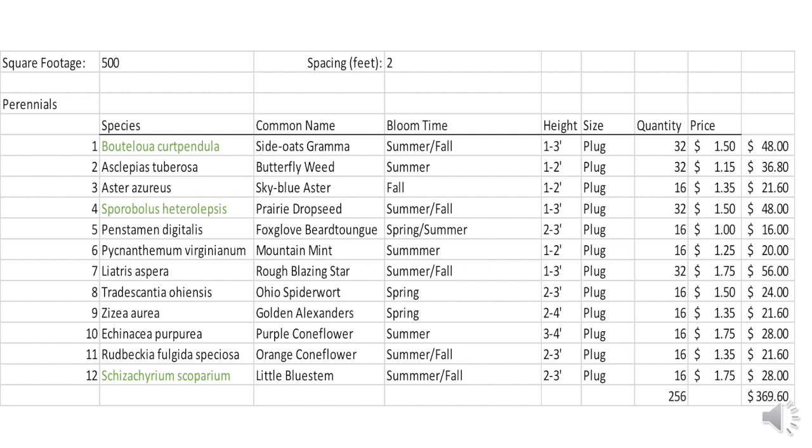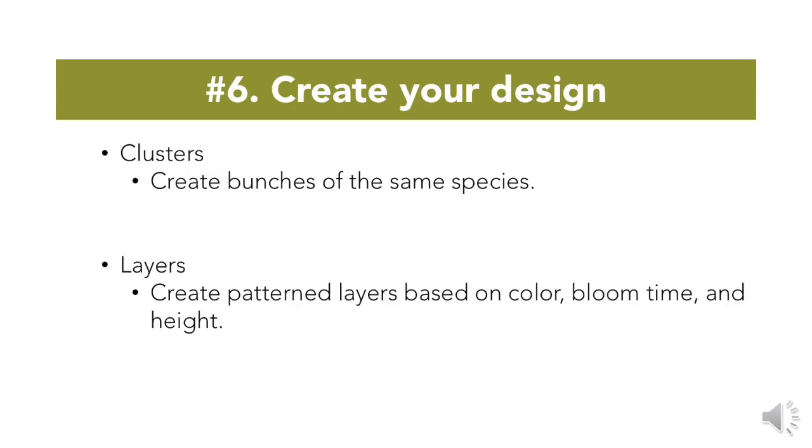So in this example, I have a total of 12 different plant species and a total of 256 individual plants, which according to my price cost estimate here is going to cost us $369.60. So we're actually well within our budget. So, as I mentioned before, you might need to bop back and forth between step 5 and step 6 as you're going through this process.